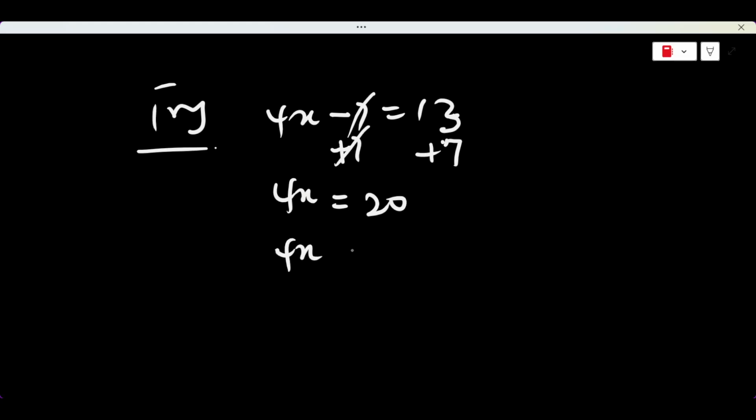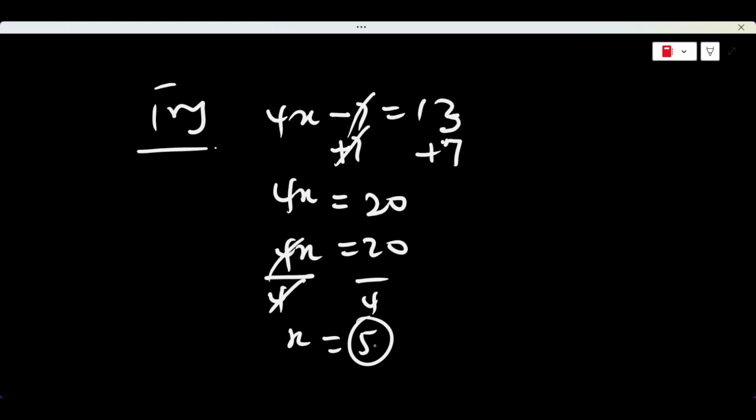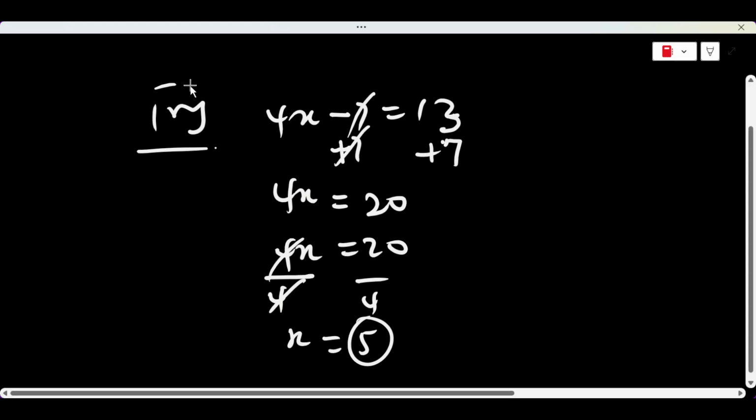So 4x equals 20. Remember this is multiplication, and the inverse operation of multiplication is division. So you divide through by 4, leaving the x, giving us 20 divided by 4, which is 5. That's our answer. And that is it. So this is how to solve two-step equations. I hope this helped you.